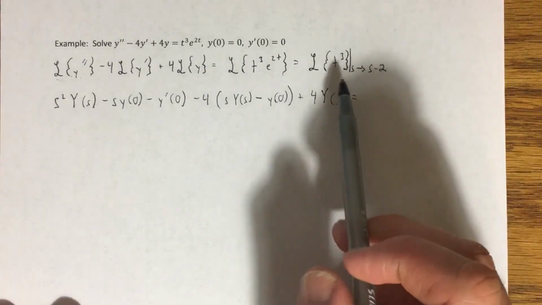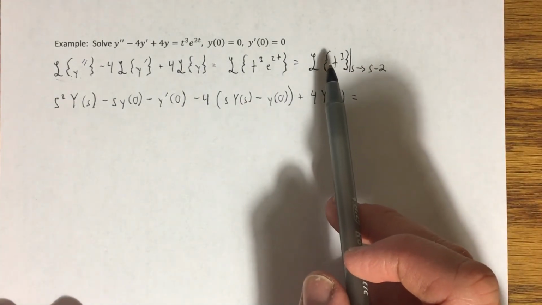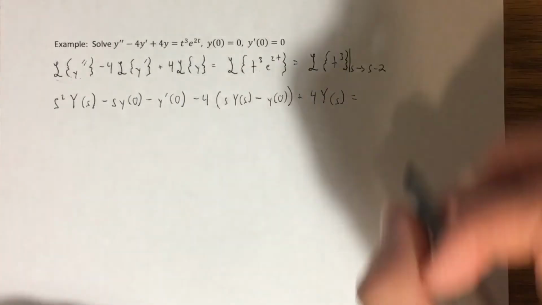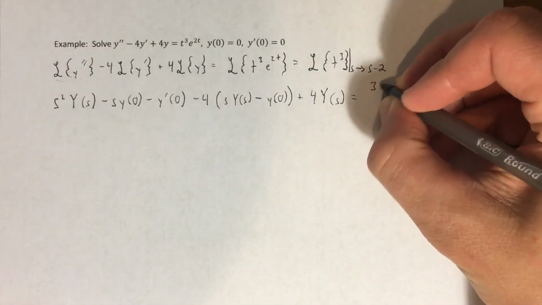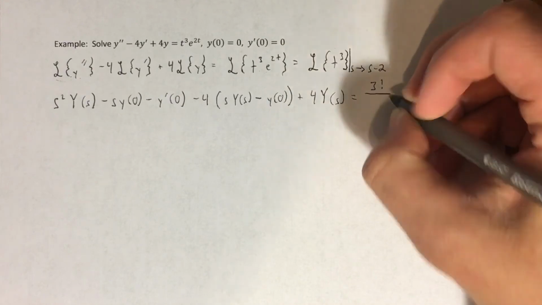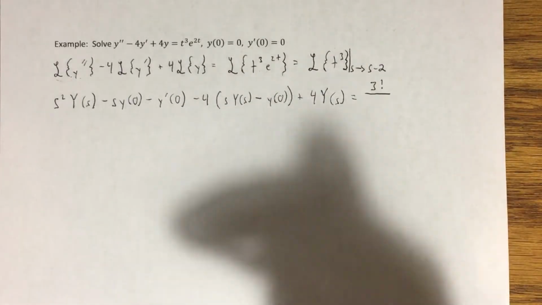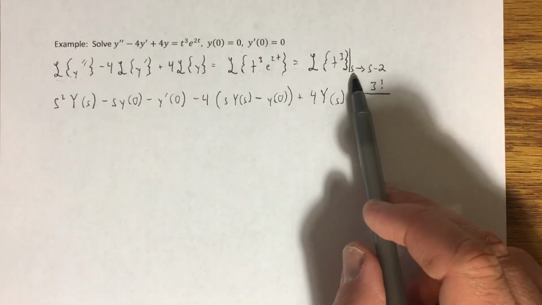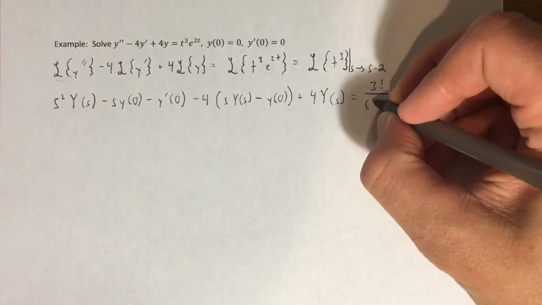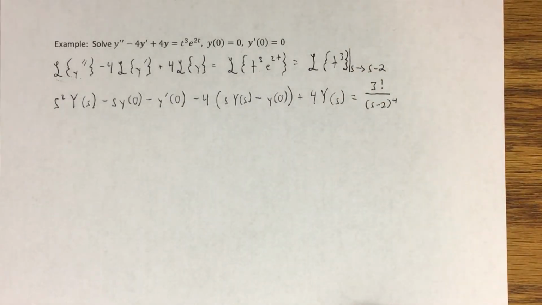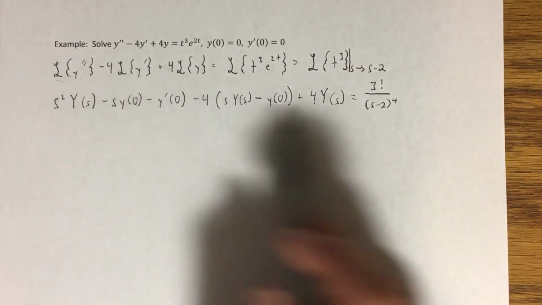And then on this side, I need the Laplace transform for t cubed. And what is the Laplace transform for t cubed? Well, that's going to look like 3 factorial over what would normally be s to the power of 3 plus 1, or s to the 4th, except we're substituting that s out for an s minus 2. So s minus 2 to the 4th. Okay? Let's simplify this down.